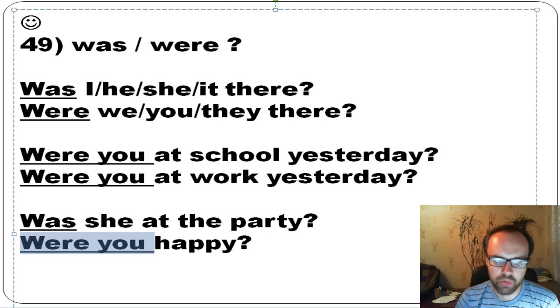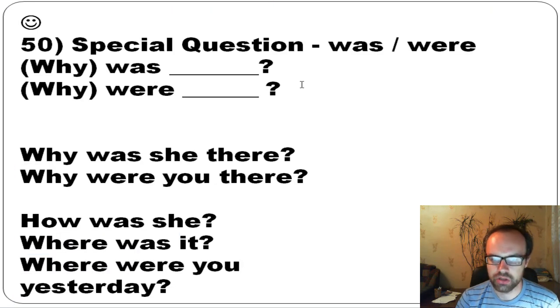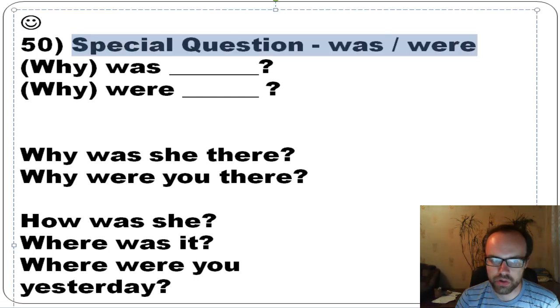Well, maybe you want to ask a special question. No problem. So you put a question word in the beginning, then use was or were. So why was she there? Why were you there? How was she? Where was it? Where were you yesterday? Okay, next.